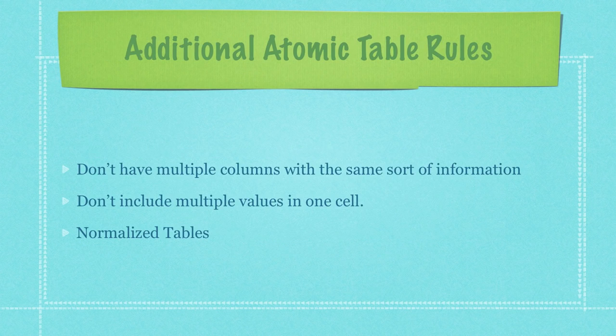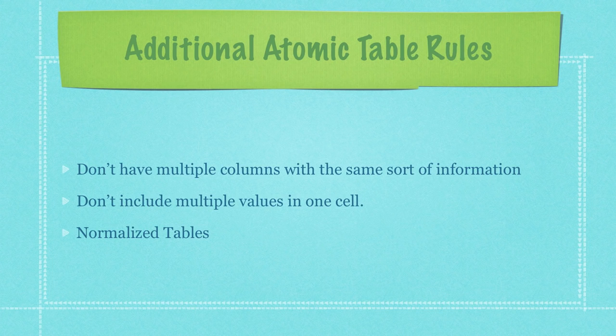Here are some additional rules that might help you make your data a little bit more atomic, and if you can't wrap your head around all this right now, don't worry about it. We're going to give examples. One thing you want to do is make sure that you don't have multiple columns with the same sort of information. For example, if you wanted to include employment history for an employee database, you shouldn't create job 1, job 2, and job 3 columns. What you want to do is make a new table with that data instead.